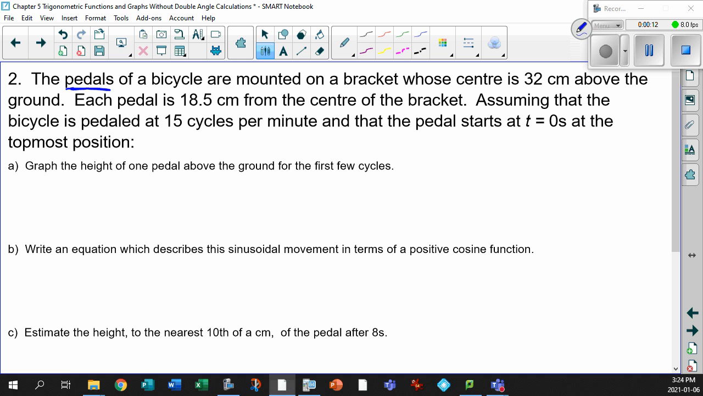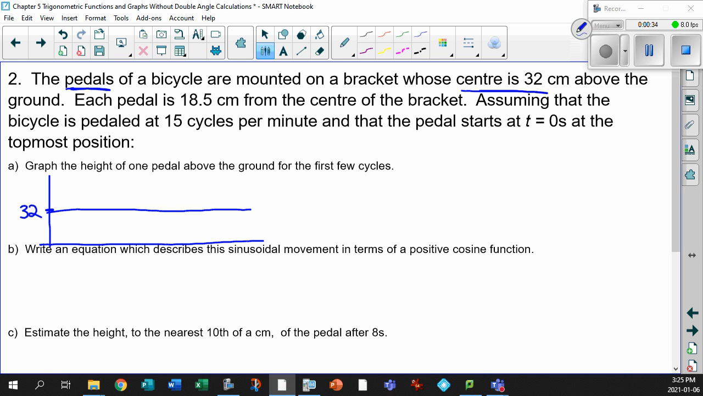These are pedals on a bicycle. They're mounted on a bracket, of course. They're going to be centered, and it's 32 centimeters above the ground. So, okay, here's your graph. There's the ground. There's 32 centimeters. So guess what? I just gave you the D value. Yeah, it's the center. There's your D value. The pedals won't change.